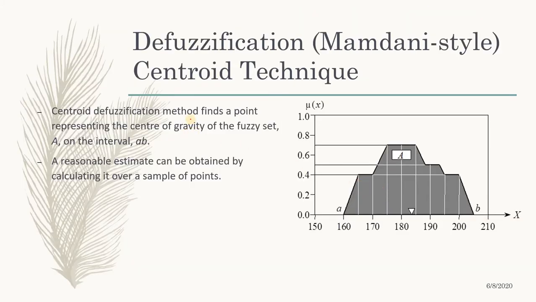So centroid defuzzification methods will find a point representing the center of gravity of the fuzzy set on the interval AB. So from your aggregation, the start point would be A and the last point would be B. From the calculation of COG, you will find a point here. So this is the result of your COG point. And a reasonable estimate can be obtained by calculating it over a sample of points.